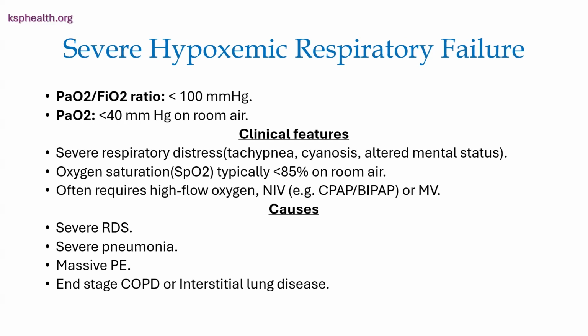Severe hypoxemic respiratory failure is defined when the PF ratio is less than 100. PaO2 in those patients should be less than 40. When you say PaO2, it has to be arterial oxygen content. The clinical features: they will have tachypnea, cyanosis, altered mental status, and oxygen saturations typically less than 85 on room air. They require high flow oxygen, NIV, CPAP, BiPAP, or invasive mechanical ventilation. The causes are severe respiratory distress syndrome, severe pneumonia, massive pulmonary embolism, and end stages of COPD or interstitial lung disease.